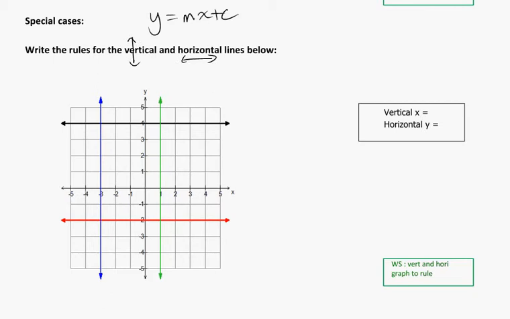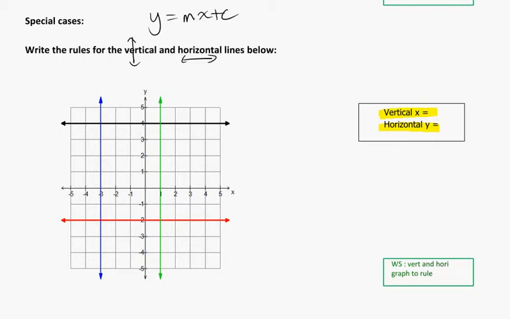Now, two things that you need to remember. The vertical always has an x, and the horizontal always has the y. Which seems kind of counterintuitive, because the vertical axis is the y-axis, and the horizontal axis is the x-axis. But we have to use the x-axis to talk about vertical lines, and we have to use the y-axis to talk about horizontal lines. So watch how that's kind of confused for some people.